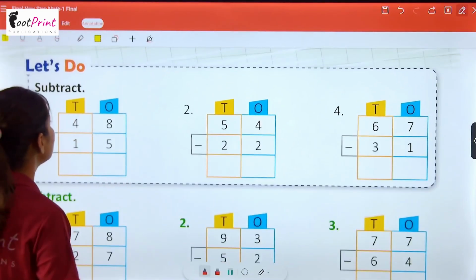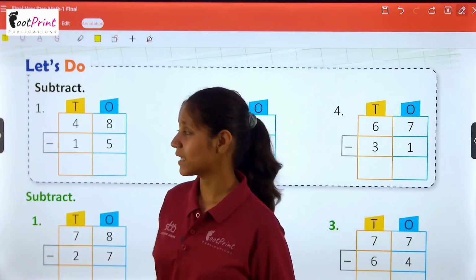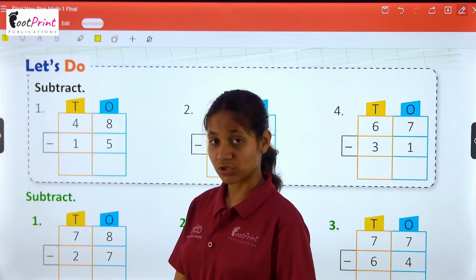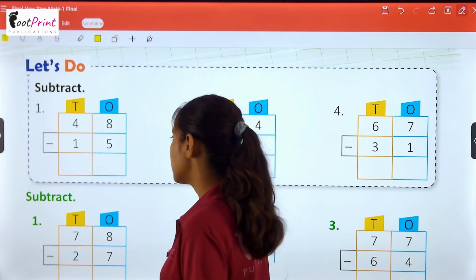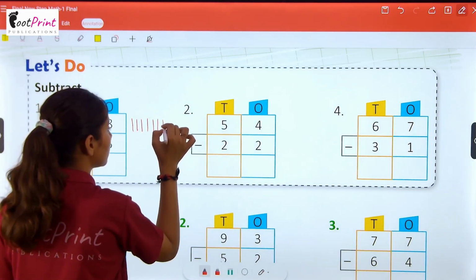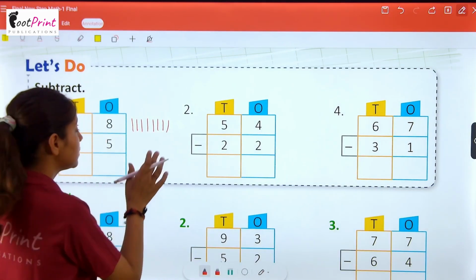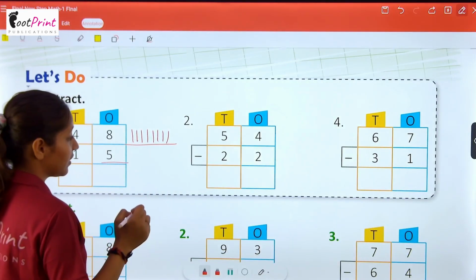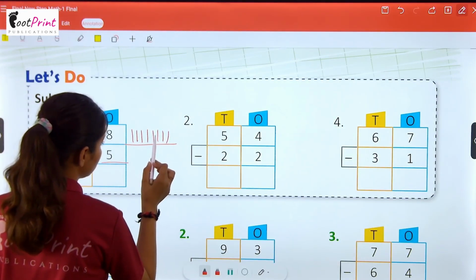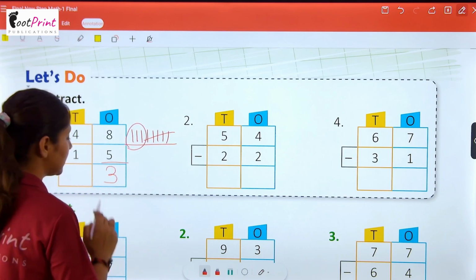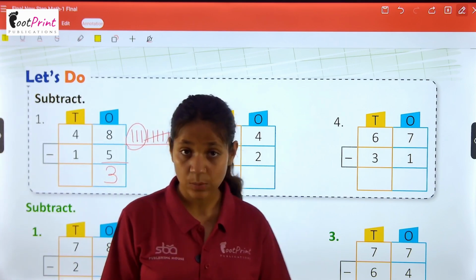Now let's do a subtraction activity. 48 minus 15. We have to subtract 15 from 48. So firstly what will we do here? We will write here 8 units. Now subtract 5 from this. So 1, 2, 3, 4, 5. 5 were taken away. 3 are left. So you can see here we are writing 3 at the ones place.